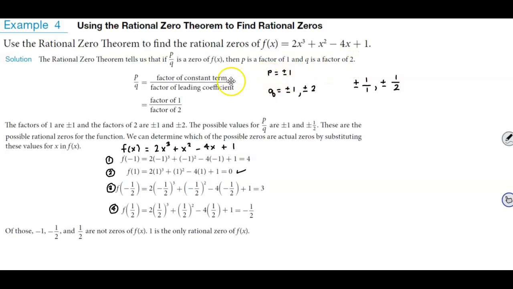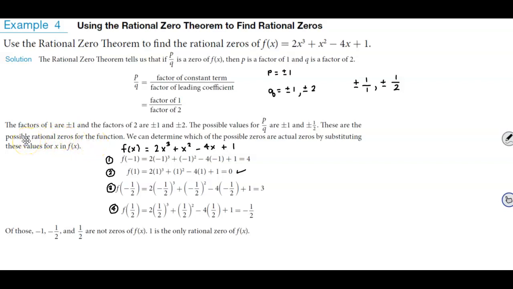So we can see here that p represents the constant term, which is 1, and q represents the factor of the leading coefficient, which is 2. So what are all the factors of 1? Well, it's plus or minus 1. What are all the factors of 2? Well, it's plus or minus 1 and plus or minus 2. So the possible values for p over q are then plus or minus 1 and plus or minus 1/2. And these are the possible rational zeros for the function.